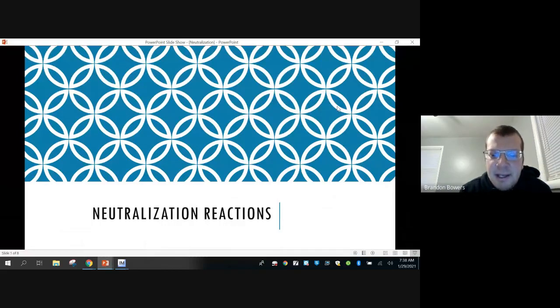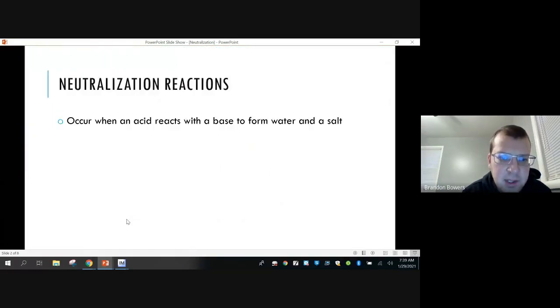The key word here is neutral. There's one substance that we know is a guaranteed neutral, and that's water. So whenever we're talking about a neutralization reaction, we're talking about something that creates water. This is the definition of a neutralization reaction: it occurs when an acid reacts with a base and creates water and a salt.